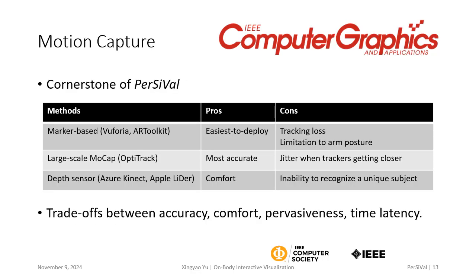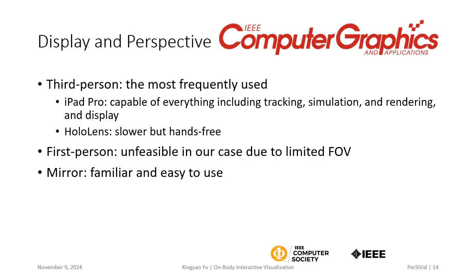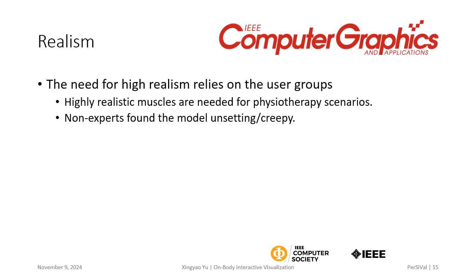We have tried 3 different motion capture strategies in our technical exploration. In the wild, there's always a trade-off between accuracy, comfort, pervasiveness, and time latency. In terms of display and perspective, we have tried third-person and mirror perspectives. Our attempt at the first-person perspective did not satisfy our expectations due to the limited field of view of the mainstream AR head-mounted display. We succeeded in rendering highly realistic arm muscles in prototype 5, but many non-expert participants expressed discomfort and fear about it.